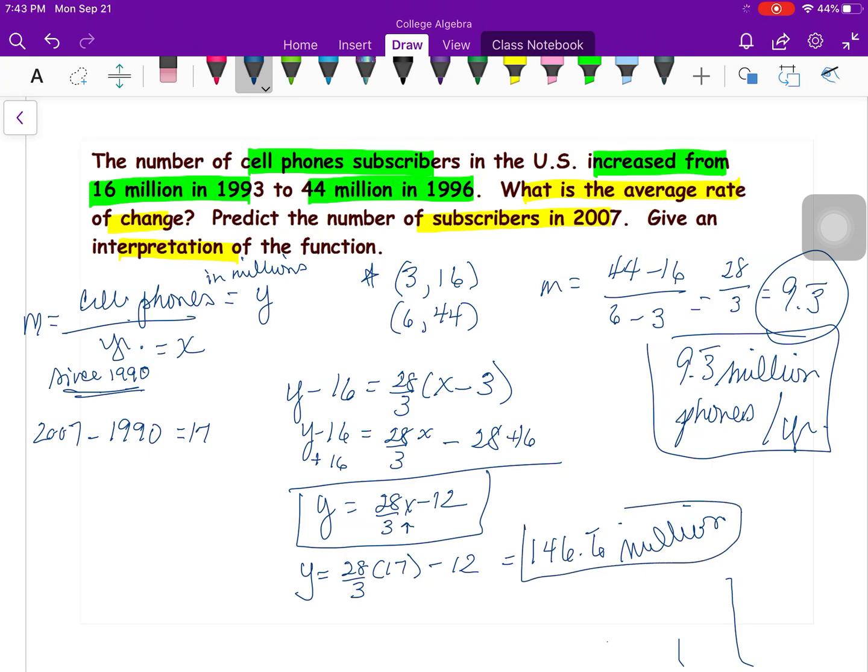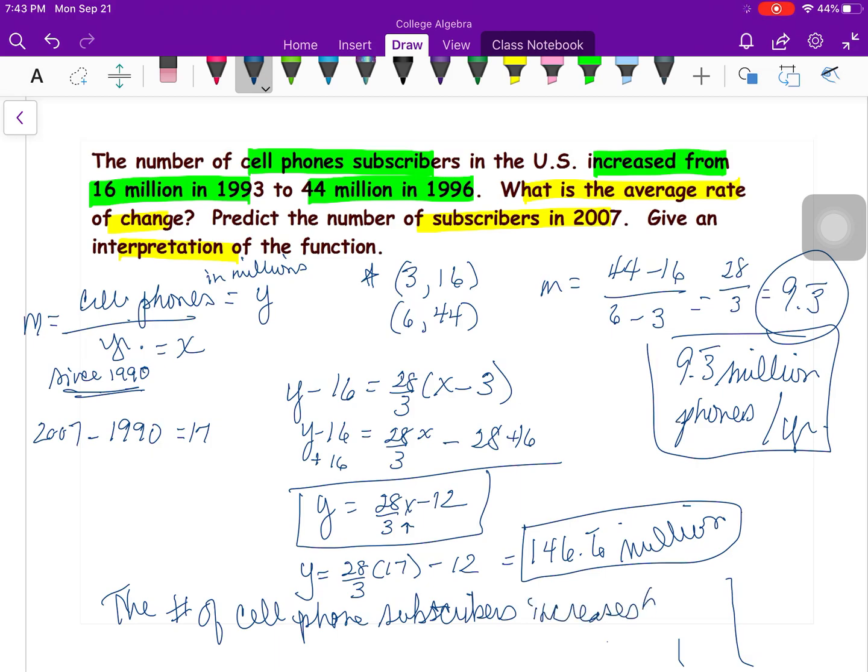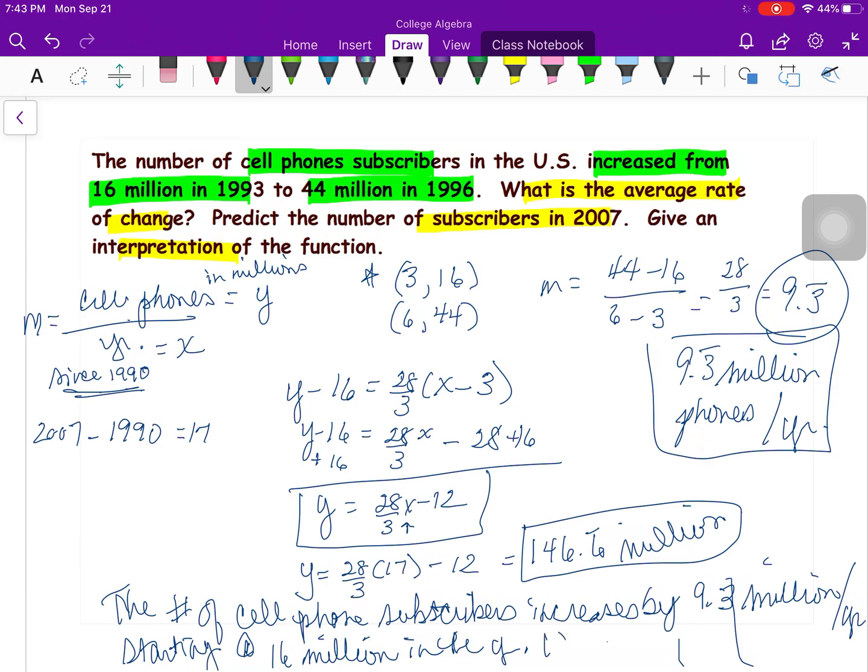So if I'm coming back to interpret that, I would say the number of cell phone subscribers increases by 9.3 million per year, starting at 16 million in the year 1993.